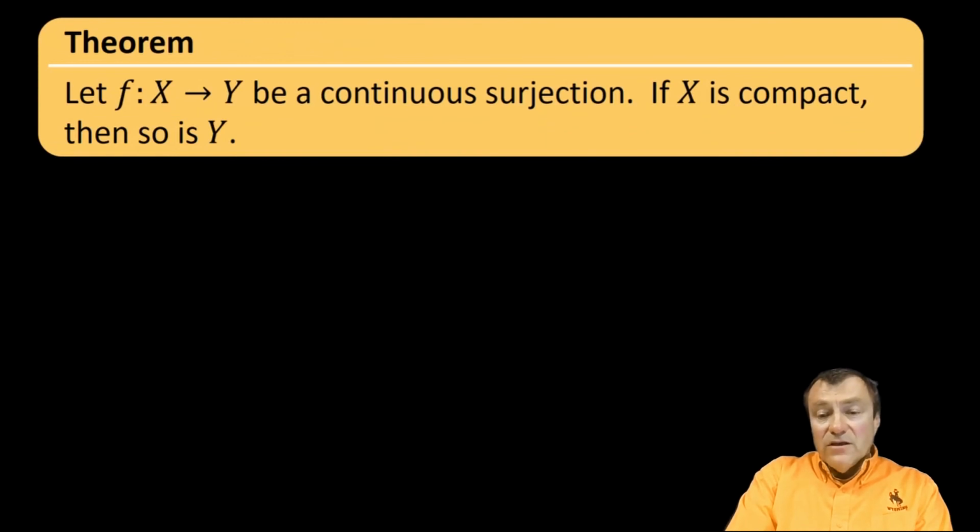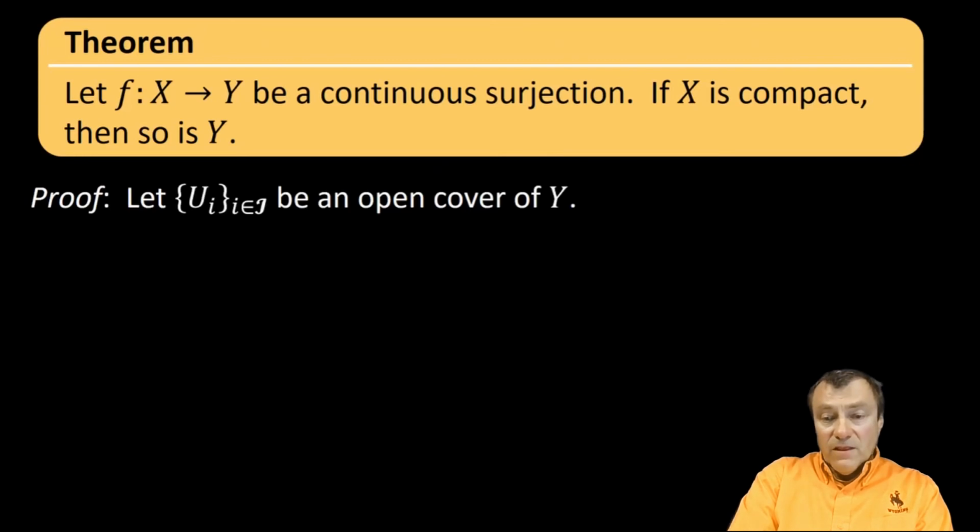Let's recall now that a continuous image of a connected set is connected, and a similar thing, as we'll see, works for compactness. We say that a continuous image of a compact set is compact. To prove this, let F be a continuous map from X to Y. In order for Y to be the image of X, we'll need F to be onto. That is, F is surjective. Let's take an open cover of Y. Now we need to show that this has a finite subcover.